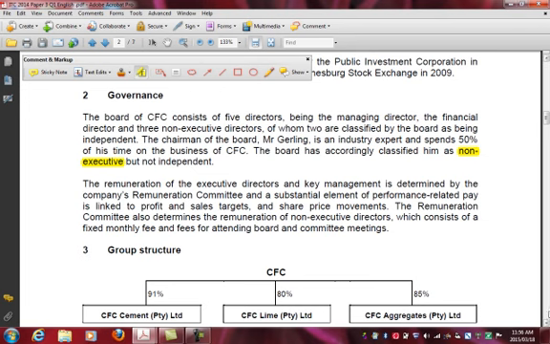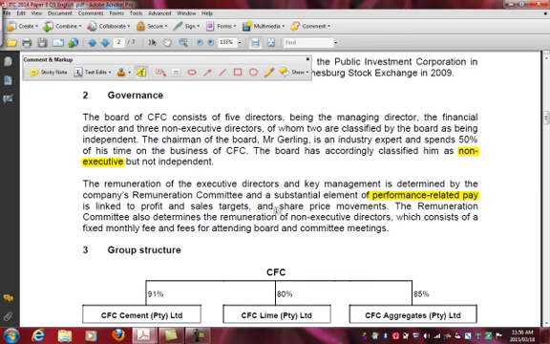The remuneration of the executive directors and key management is determined by the company's remuneration committee, and a substantial element of performance-related pay is linked to profit and sales targets and share price movements. Okay. Guys, what this tells you, any performance-related pay immediately gives incentive to management to misstate the financial statements.